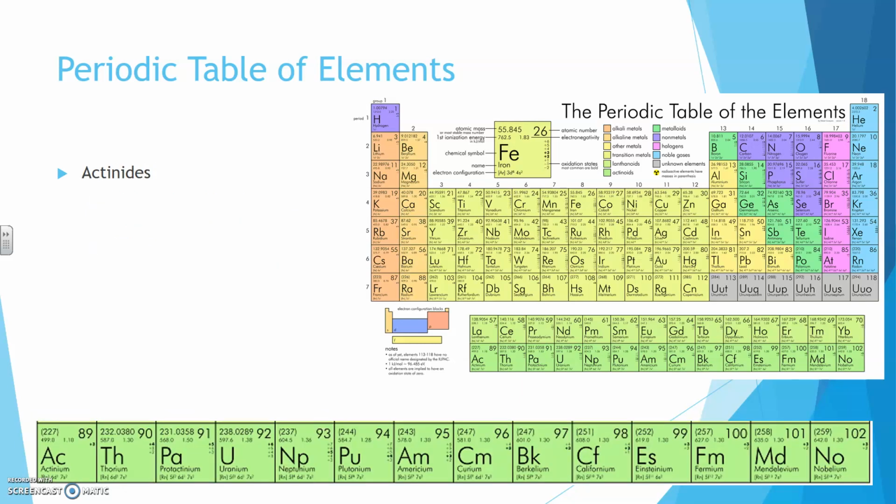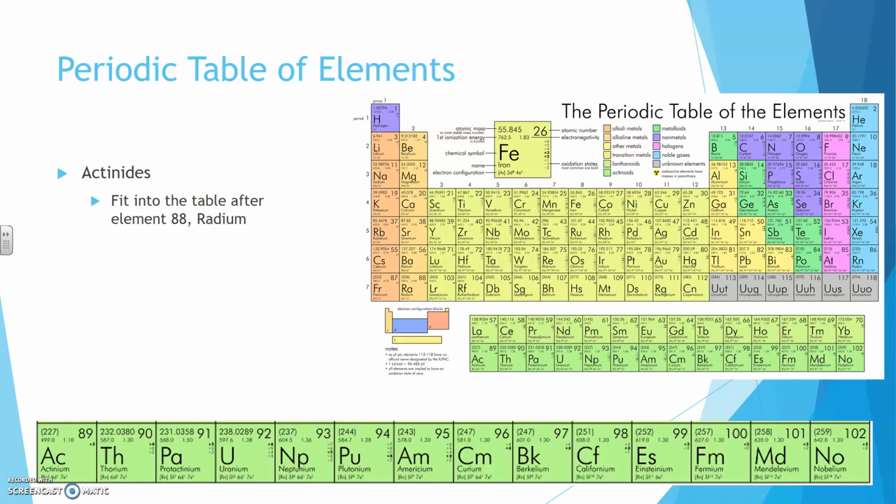Then you have the actinides, so they get their name again from actinium, which is the first element in this row. You'll notice that when you get up to these elements, a lot of them seem to have somewhat familiar names like thorium. And then you have neptunium, plutonium, americium, curium, berkelium, named after Berkeley, the university. And you've got californium, einsteinium, mendelevium, nobelium. So some of those are obviously named after states, others are named after famous scientists.